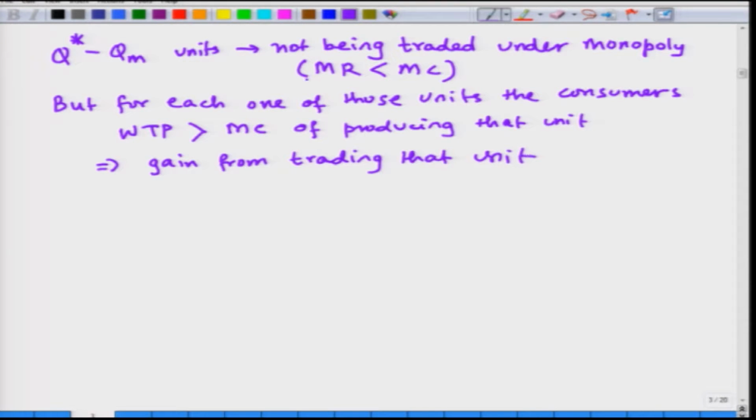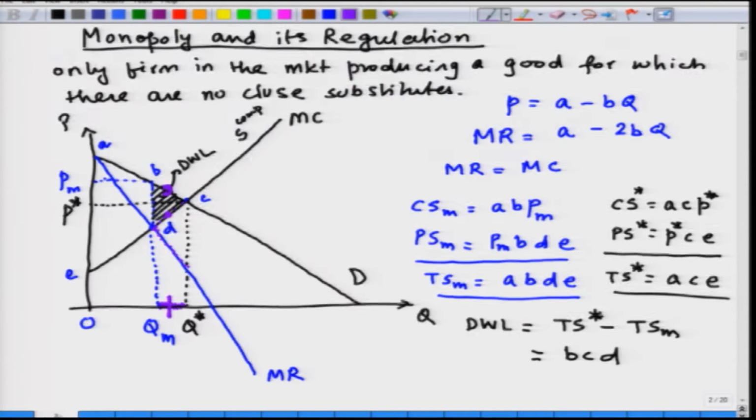But because the monopolist finds that the marginal revenue is less than the marginal cost, that unit is no longer being traded. So, these gains are no longer being captured. So, this gain essentially is lost. Because it is lost, it is part of the deadweight loss. So, if we were to aggregate all those gains for units between QM and Q star, we would be capturing gains which is equivalent to the area BCD, and because these gains are not being captured, it is part of the deadweight loss.